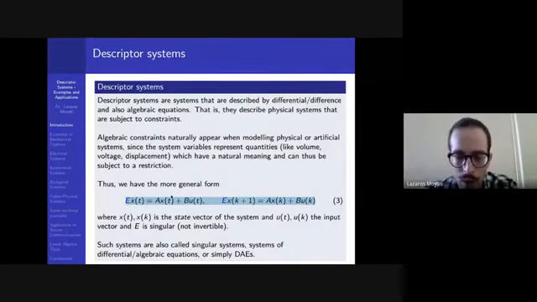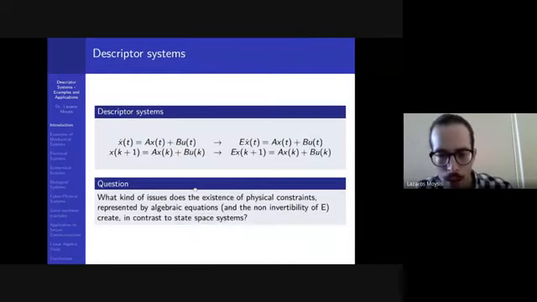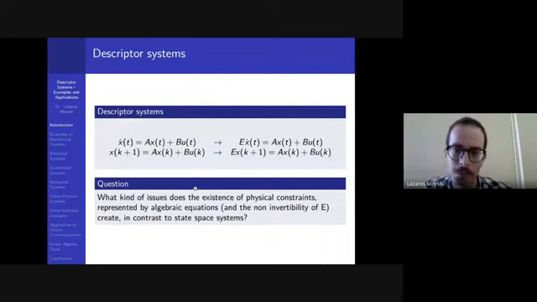And these sort of systems are called singular systems or differential algebraic systems, or simply DAEs. So let's say the system has some form of constraints, so it's a more general form than state space systems. So my question is this: since we have physical constraints, how does this system, that was initially state space but is now descriptor, how is it different?